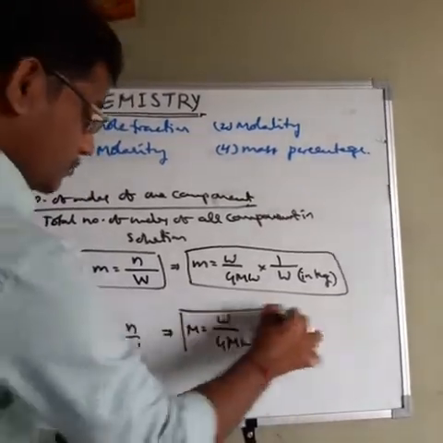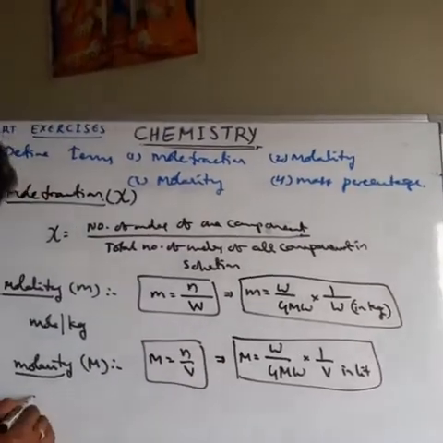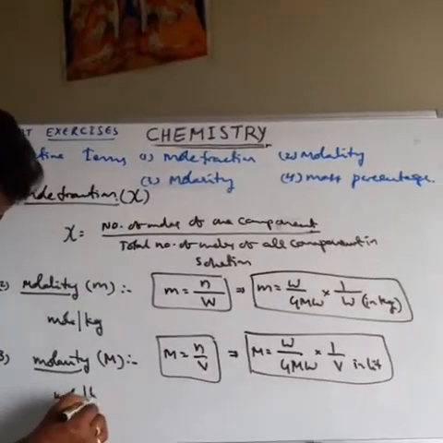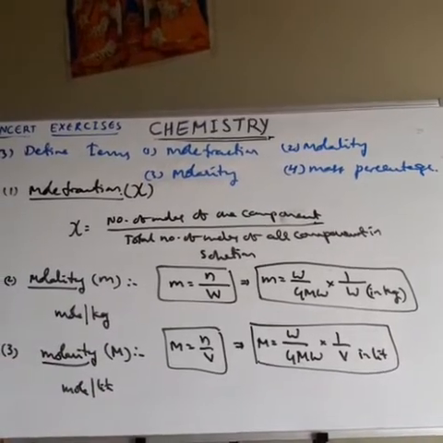Okay, so this is the formula for molarity. What are the units? Mole per liter. So mole per liter is the unit of molarity.